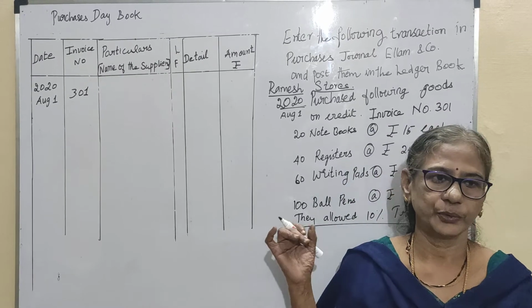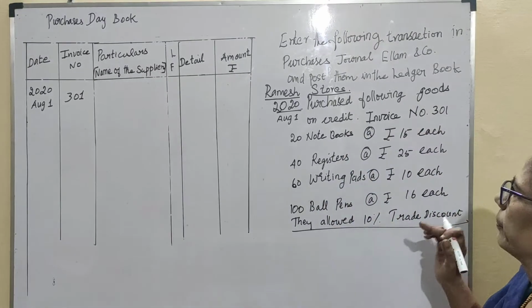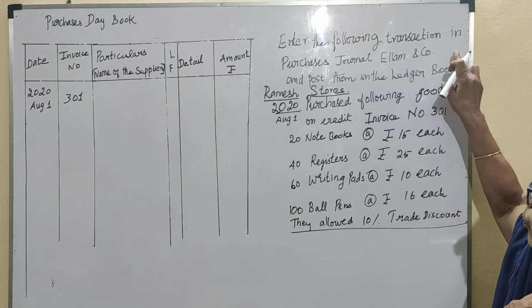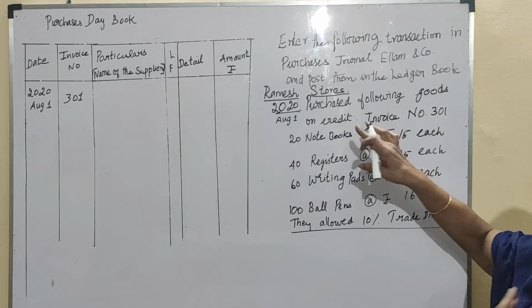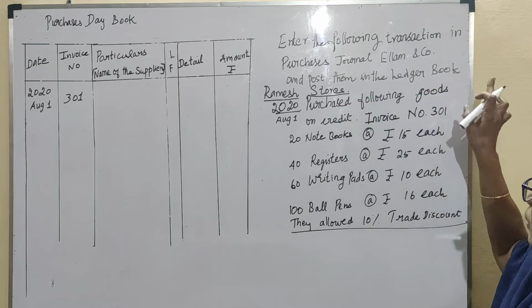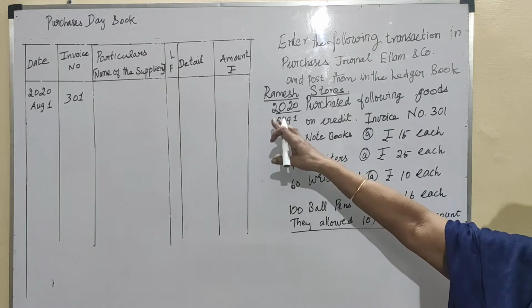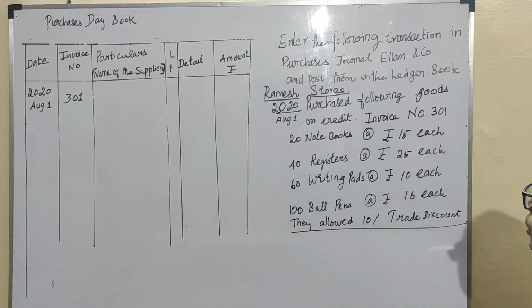Now let us see one sum in the purchases daybook. Enter the following transaction in the purchases journal of LM & Co. The name of the organization is LM & Co. Post them in the ledger book. In addition to entering the purchase journal, you have to post them in the ledger book.